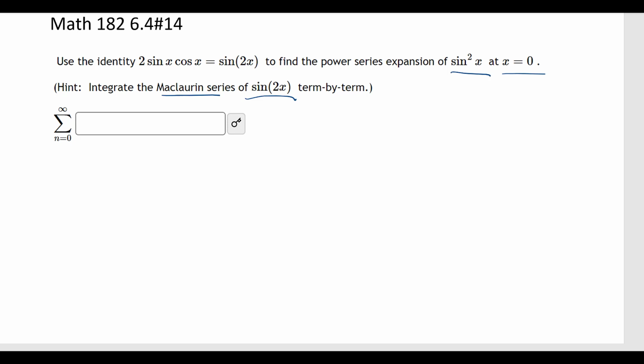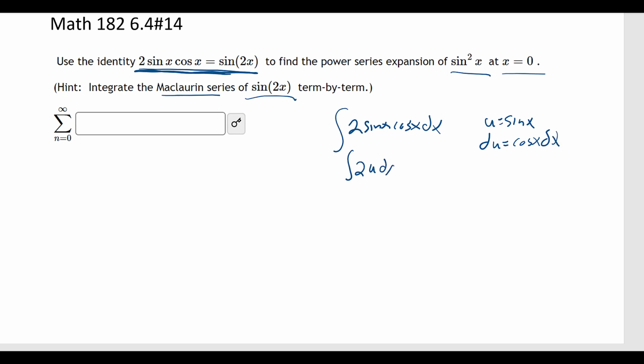So we know this is an identity, so we don't have to prove that. And we have the integral of 2 sine x cosine x dx. If I were to say u equals sine x, my du is going to be cosine x dx, and it turns this into the integral of 2u du, which integrates to become u squared, technically plus c. They kind of dropped that in this case, but what we're really seeing is sine squared x plus c.